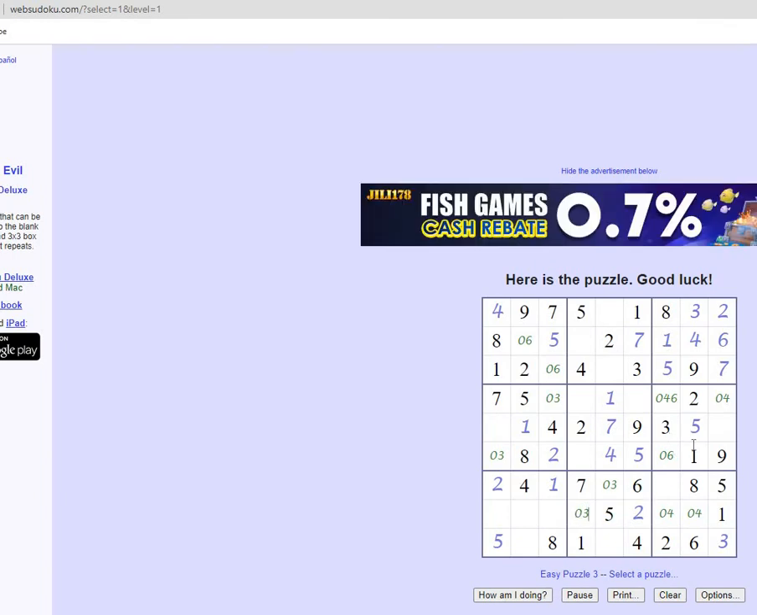Okay, let's go back. So we left off at 7. So there's a 7 here, so you cannot put it here. There's a 7 here, so you cannot put it here or here. So 7 must be here or here. There's a 7 here, so that means the only possible location for 7 will be here. And so since we deleted the 6 here as the pencil mark, 6 must be here.